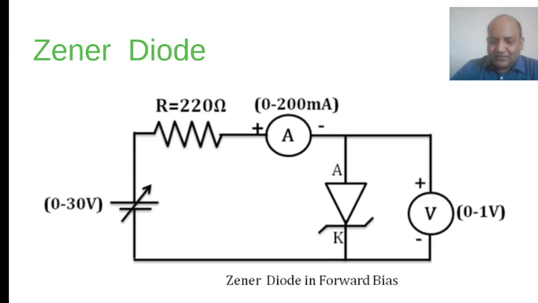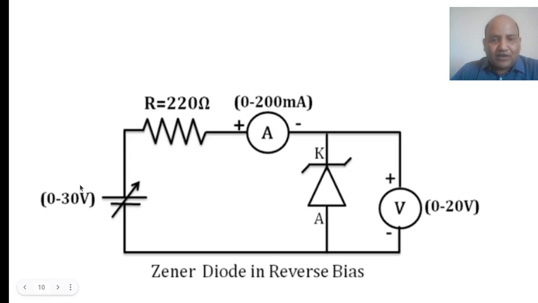The difference comes when you connect the positive polarity to the cathode, and the negative polarity to the anode. The diode is now in reverse bias. When you increase the bias voltage up to a certain voltage, you will get breakdown, and after that the current through this circuit varies but the voltage is constant. That is the beauty of your zener diode.